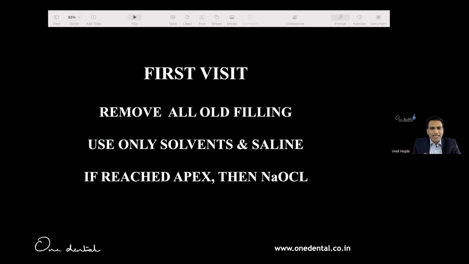So first visit, it's a chronic case. Maybe it's a re-root canal. Maybe when I say old fillings, it's about the silver filling on the top. Remove all of them. Remove the old, whatever it is. If I'm using retreatment, I use solvents and I use salines, I use heats. When I reach the apex, hypochlorite is very important. Till then, to remove my GP point, to remove my core materials, I don't need hypochlorite. I can use any irrigant. Use water, how does it matter? But when you're in the apical third, you have to use sodium hypochlorite.